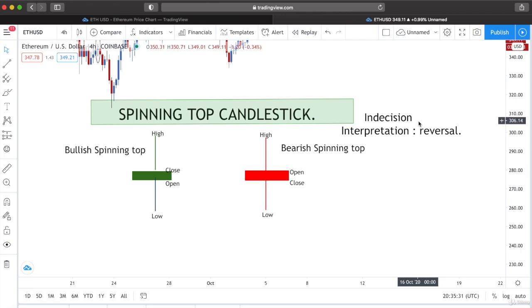The interpretation of the spinning top is reversal, which means that if the spinning top is found in an uptrend, there is a chance of reversal, and if it is found in the downtrend, there is a chance of reversal, which means the downtrend is about to end. Let me share some live chart examples with you. Let's go to the chart.